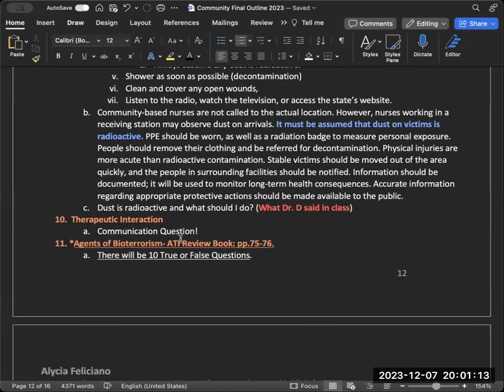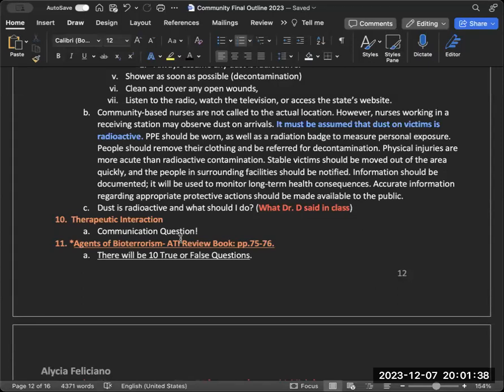Now, I also got this from the textbook, which said community-based nurses are not called to the actual location. However, nurses working in a receiving station may observe dust on arrivals. It must be assumed that dust on victims is radioactive. PPE should be worn as well as a radiation badge to measure personal exposure. People should remove the clothing and be deferred for decontamination, right?